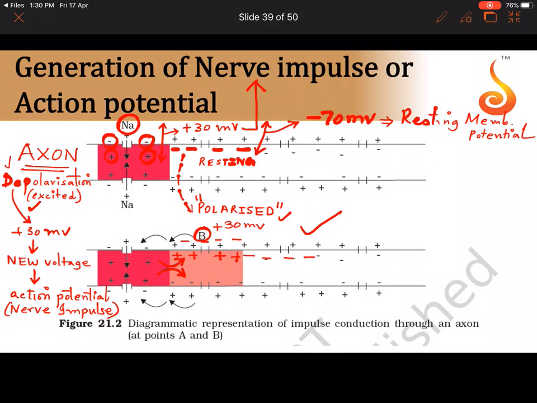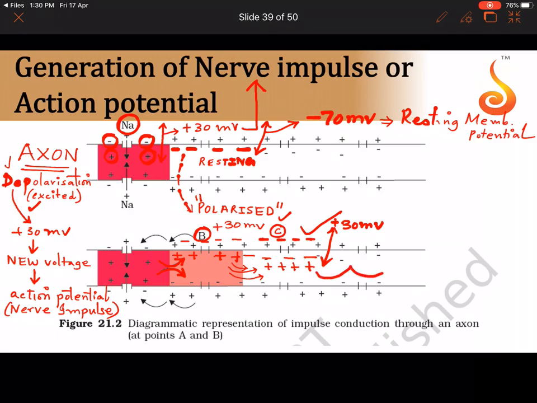Now notice how the neighboring region has a negative inside. Again these charges will start flowing to the neighboring region, say C, which is currently in a resting state. Again in the neighboring region, the inside will become plus and the outside will become minus. That means it is excited, it is depolarized, and here also a new voltage of plus 30 millivolts will develop. So you can imagine the charges keep moving from one place to another, and that is how the nerve impulse reaches the end of the axon.